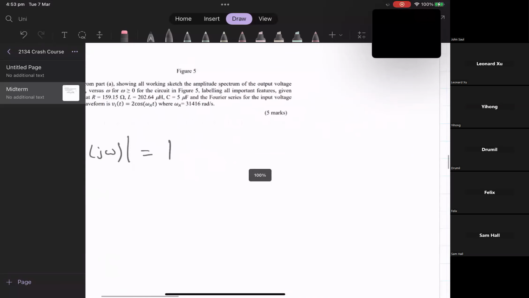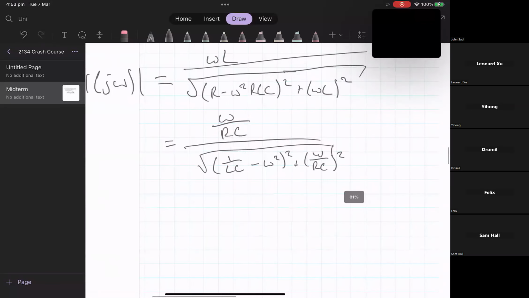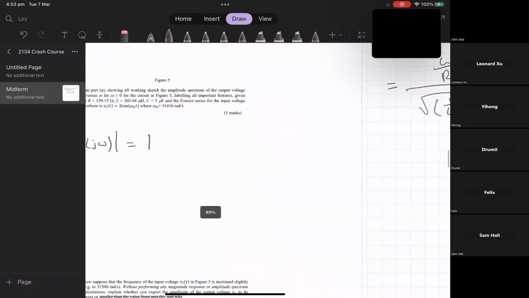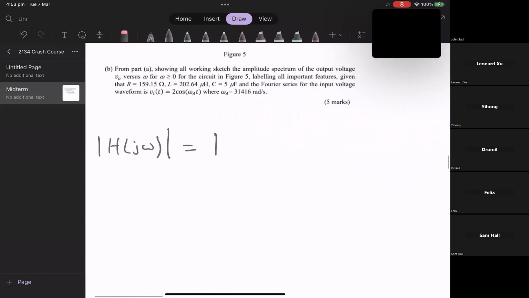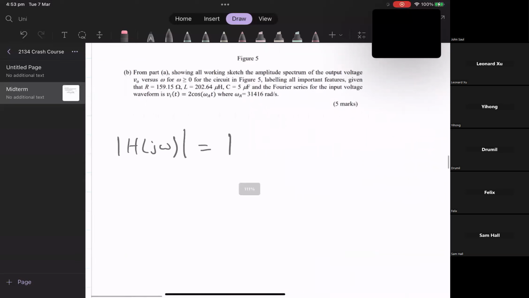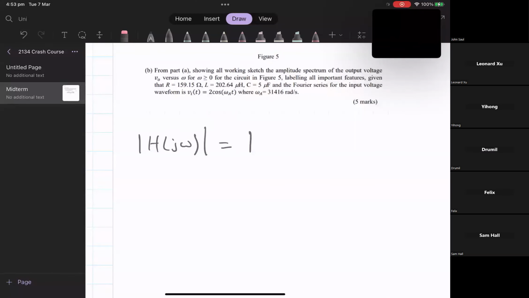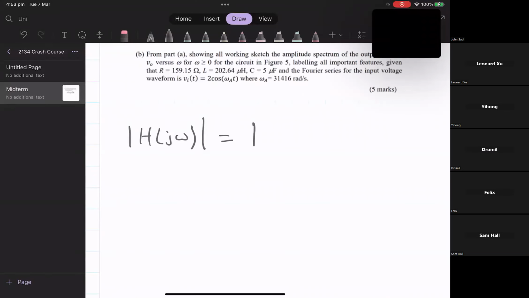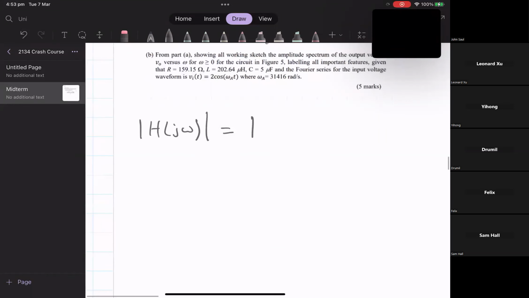So we can just use that omega A to sub into omega in our magnitude here. And that should give us 1 at the output. So now that we know what the magnitude is for these specific values, we can use that to find V0. So we know that the magnitude of H of j omega is equal to the magnitude of V0.